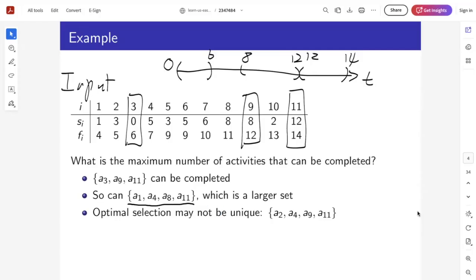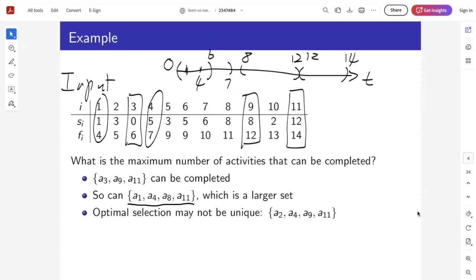This time, instead of selecting 3 to begin with, we can select 1. So that starts at 1, and then it ends at 4. And the other one starts at 5 and ends at 7.